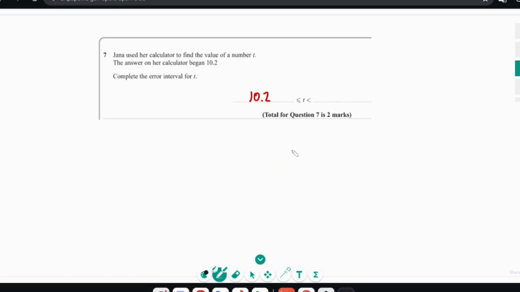What is the biggest number we could have? Well, 10.2999 could have been on a calculator, but because we've got t as less than, there's no equals there, so we can put 10.3 here.